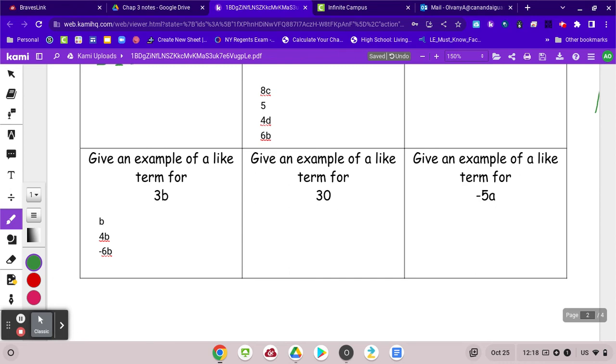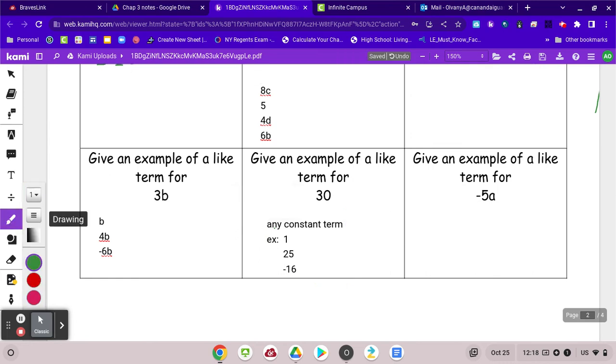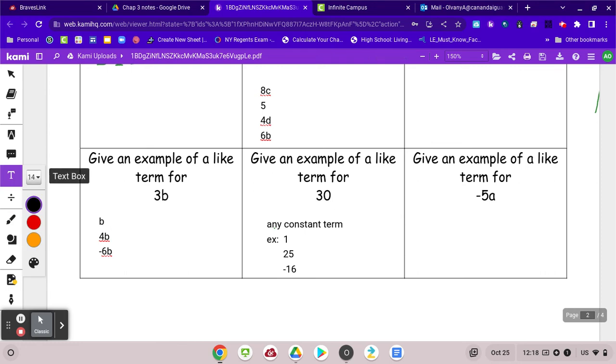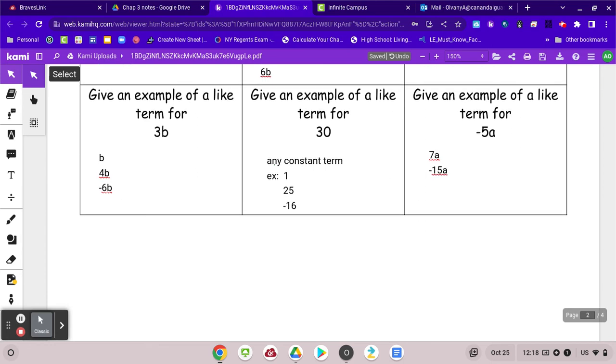Next box, give an example of a like term for 30. This can be any constant term. So for example, you can have 1, you could have 25, you can have negative 16, anything. And how about a like term for negative 5a? Again, this can be anything as long as it has an a. 7a, negative 15a, anything as long as it has the variable of a.